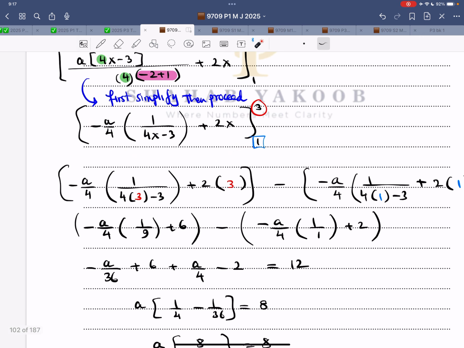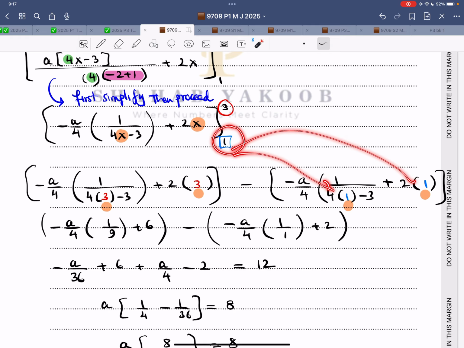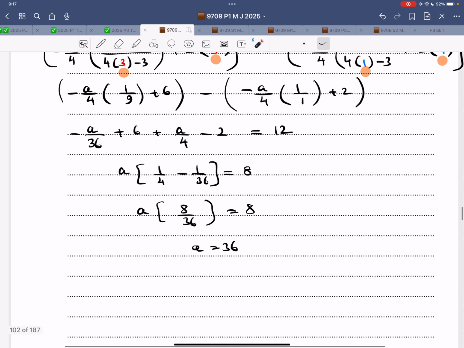And what is the place where you will be plugging in the values? You will be plugging in the value in place of x, in place of x, in place of x, and in place of x. You plug in the upper limit first. So that is the upper limit. 3 goes here, 3 goes here. Lower limit 1 goes here, and here. And then it's all basic arithmetic.